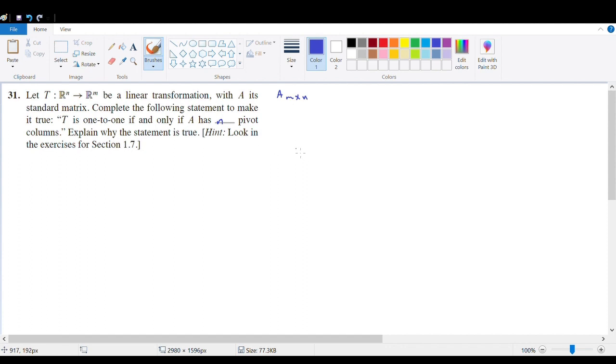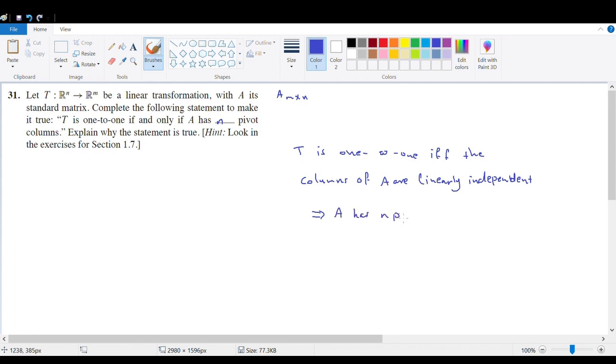We know that the transformation T is 1 to 1 if and only if the columns of A are linearly independent. That means the columns of A are linearly independent if and only if A has a pivot in every column. This happens if and only if A has n pivot columns. So we know that T is 1 to 1 if the columns are linearly independent, and the columns are linearly independent if and only if A has n pivot columns.